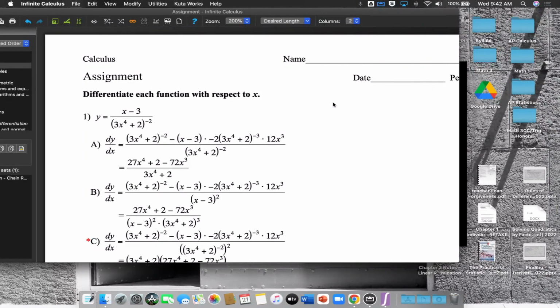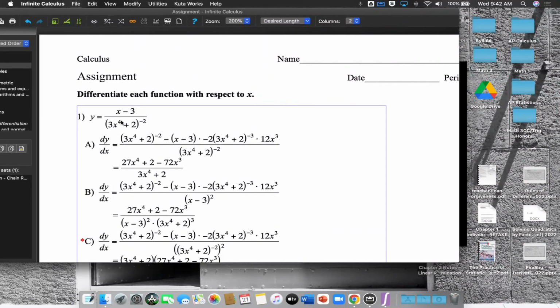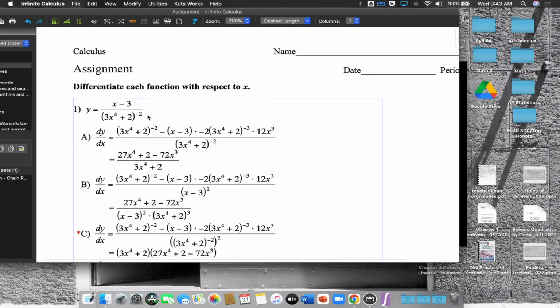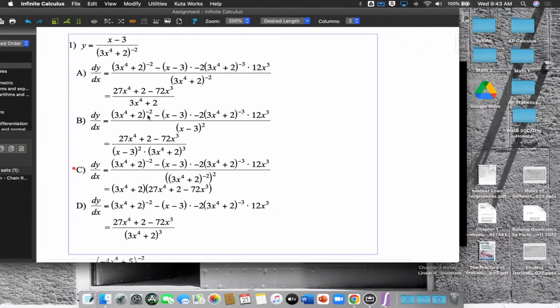Okay, so we got x minus 3 divided by 3x to the fourth plus 2 to the -2. Okay, so we got to find the derivative of that. There's two ways I can do it. I can do it as is and use the quotient rule, or I can move this guy up and make it positive, right? And use the product rule. Either one's mathematically correct. So which one should I use? Well, I'm going to use the one that most likely is what they're looking for.